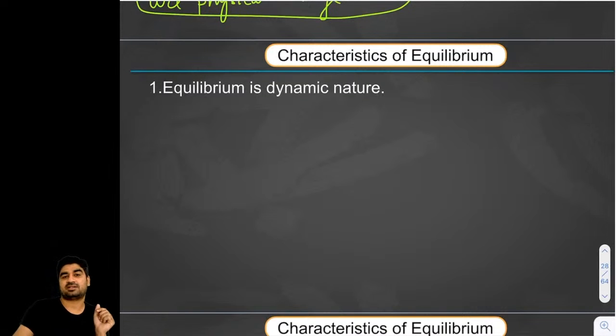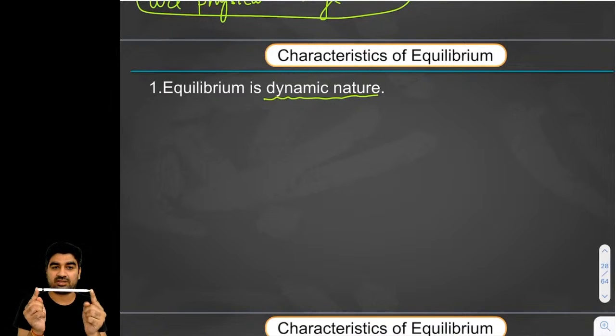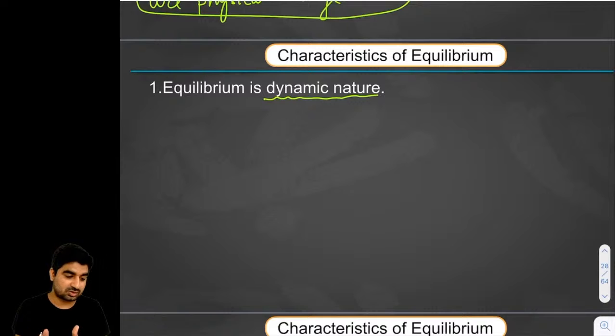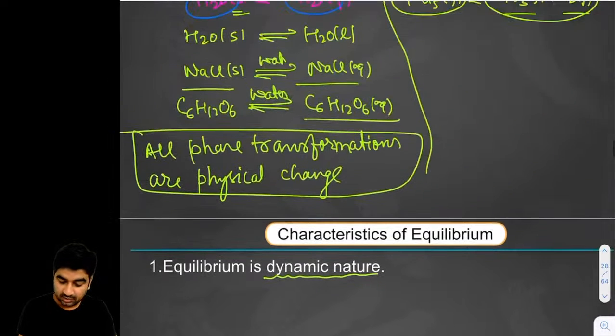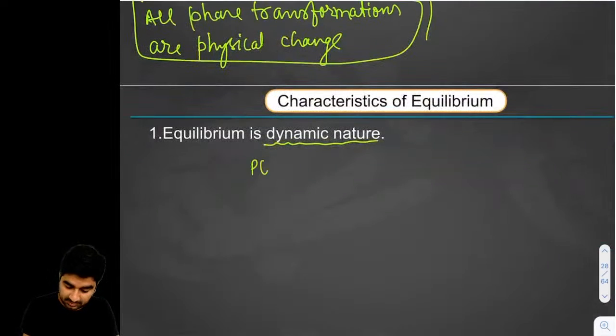So the first characteristic is equilibrium is dynamic in nature. Dynamic means suppose I'm holding this pen and I'm applying pressure from both sides. So the net force on this pen is zero, but force is not equal to zero. Net force is zero. So why am I saying dynamic? When equilibrium is achieved, the process has not stopped. Yes, the rate of forward and backward reaction become equal.